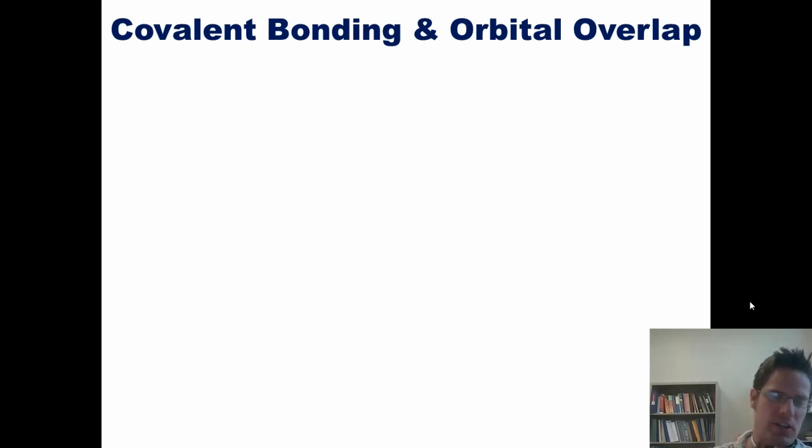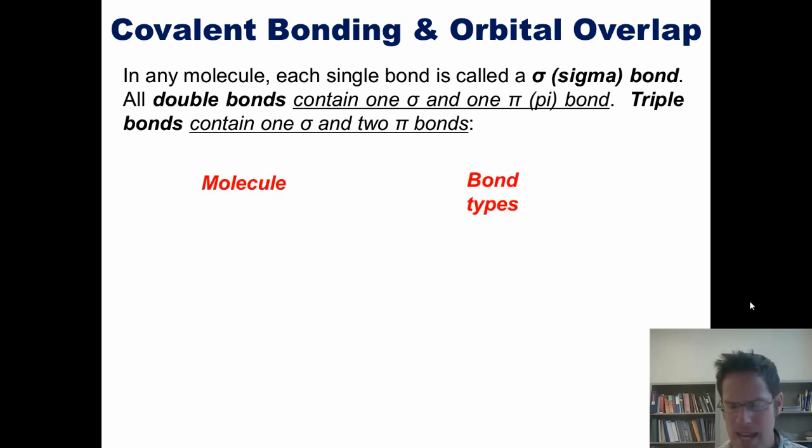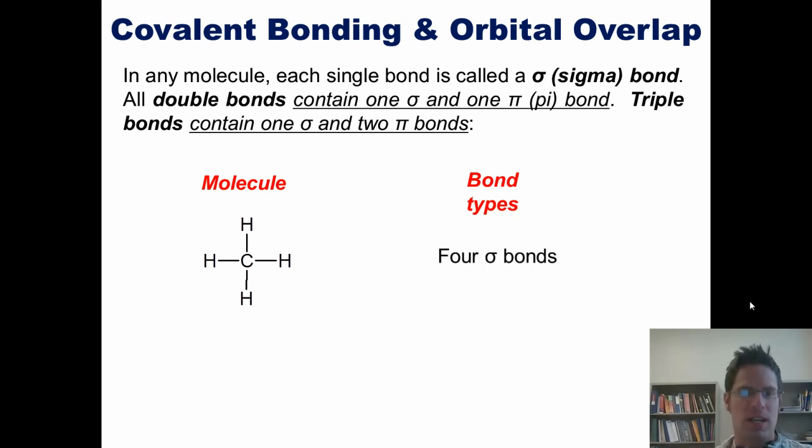So here's that information. In the world of covalent bonding and orbital overlap, you must know the following. In any molecule, each single bond is called a sigma bond. All double bonds contain one sigma and one pi bond, and triple bonds all contain one sigma and two pi bonds. This is illustrated by the following example. This molecule, CH4, is also known as methane, which, incidentally, is the most politically disconcerting ingredient found in cow flatulence. As you can see, methane has 4 carbon-hydrogen single bonds, which means that it has 4 sigma bonds.